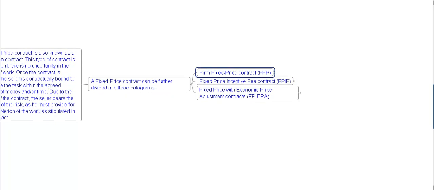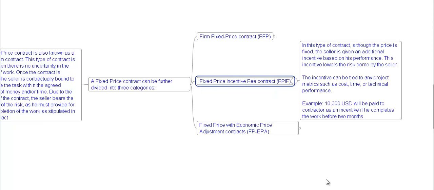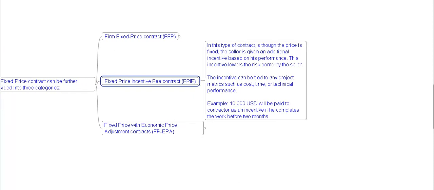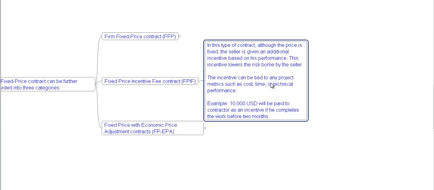Now we'll see the fixed price incentive fee contract. In this type of contract, although the price is fixed, the seller is given an additional incentive based on his performance. This incentive lowers the risk borne by the seller. The incentive can be tied to any project metric such as cost, time, or technical performance. Example, $10,000 will be paid to the contractor as an incentive if we complete the work 2 months early.